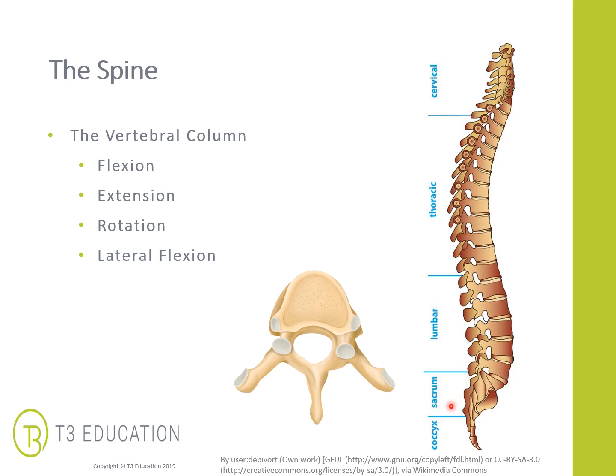We then have the sacrum at the back of the pelvis, and this is made up of 5 fused vertebrae, and the coccyx, which is an average of 4 fused vertebrae. So there are 24 movable vertebrae in the spine, but you could argue it's 33 as the sacrum and coccyx are fused.